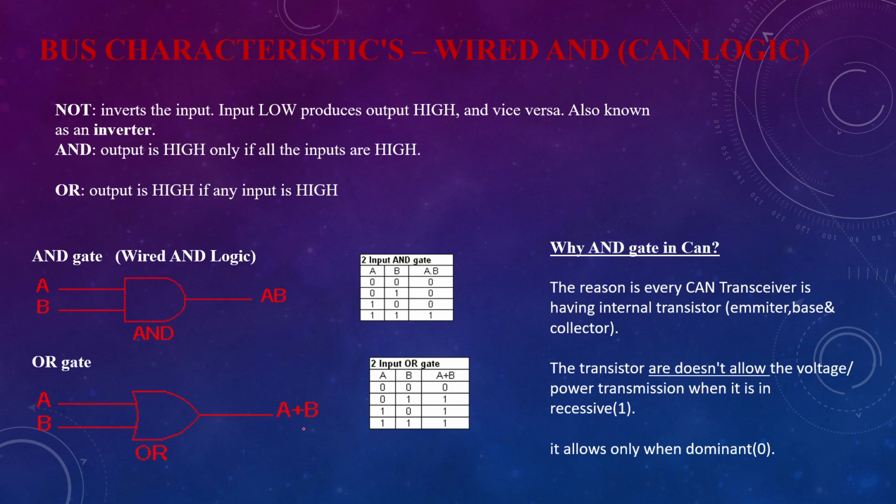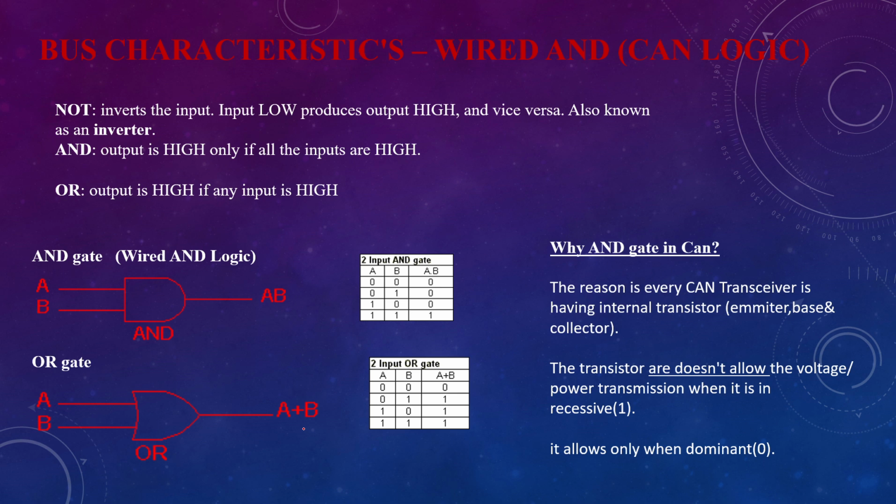In an AND gate, the output is high only if all the inputs are high. So for example, when the input is high, then only the output is also high. But in an OR gate, the output is high if any input is high. So these two gates are vice versa, right?